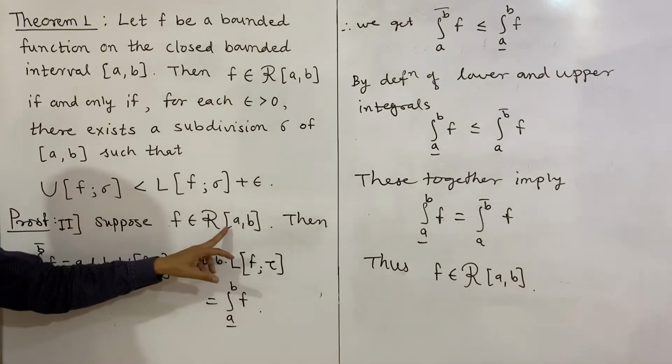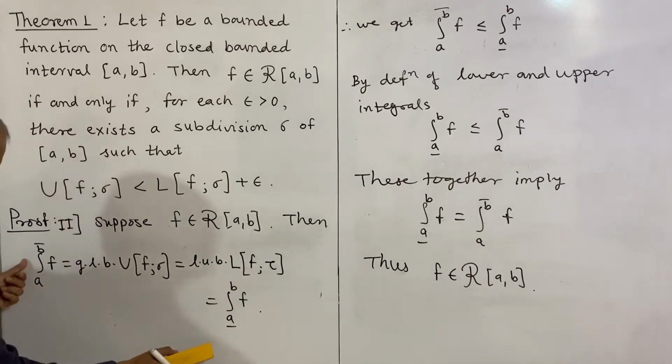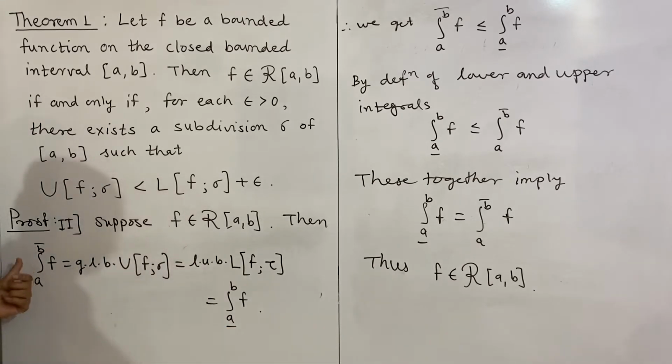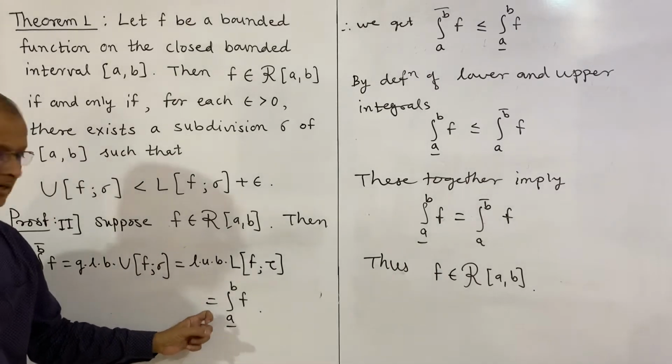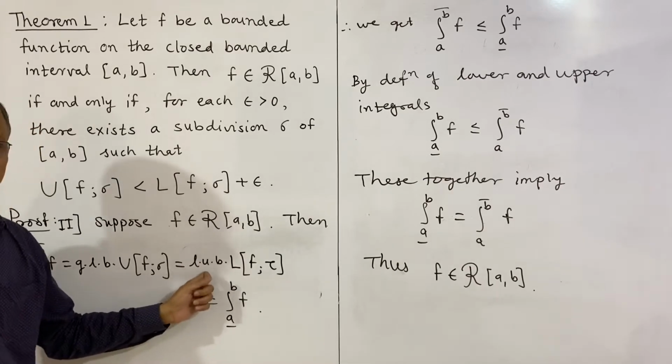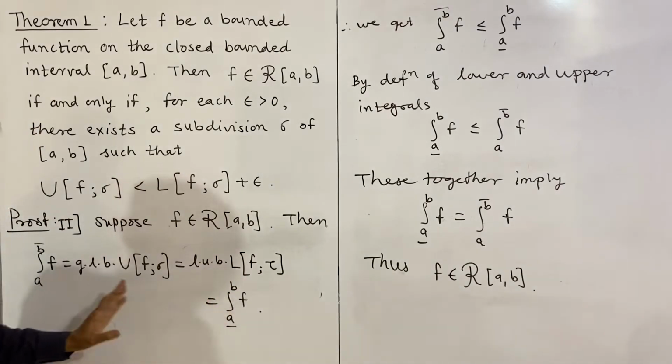Because the function is Riemann integrable, its upper integral is equal to its lower integral. But what is the upper integral? The upper integral, by definition, is the greatest lower bound of the upper sums. And what is the lower integral? The lower integral is the least upper bound of the lower sums. So all are equal.